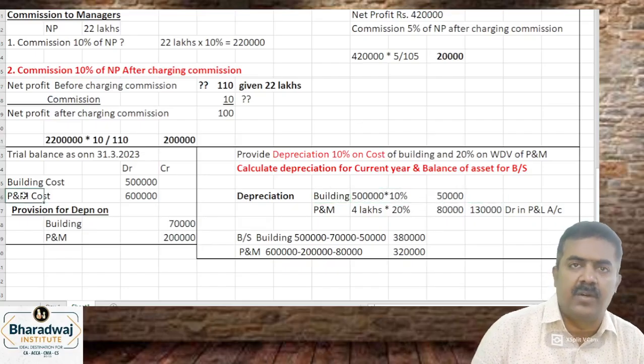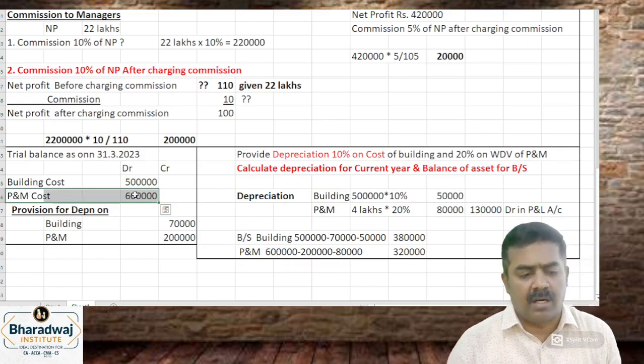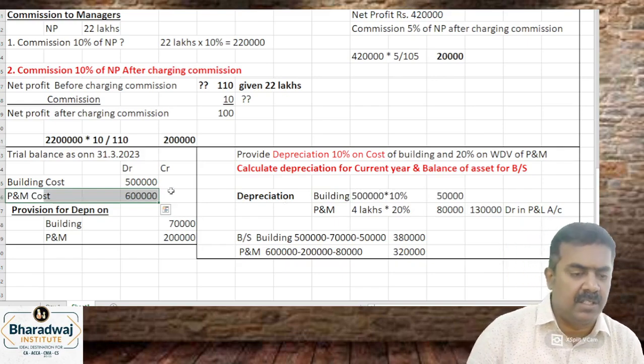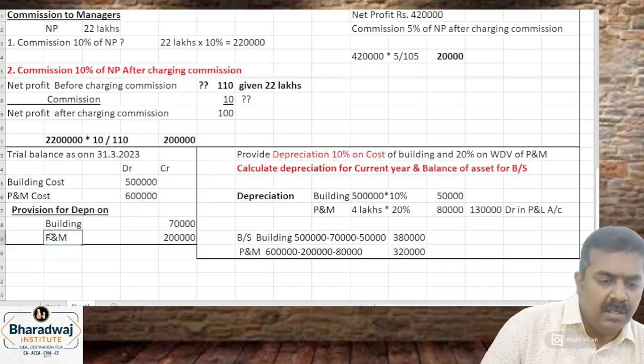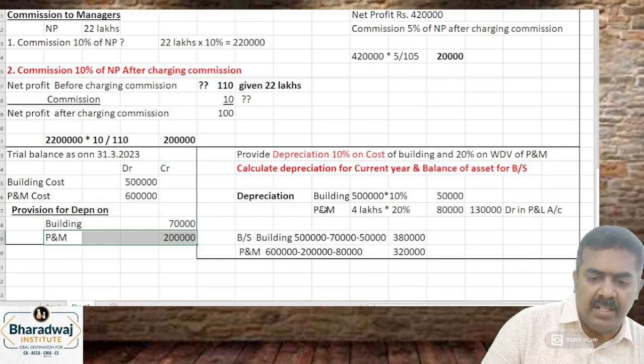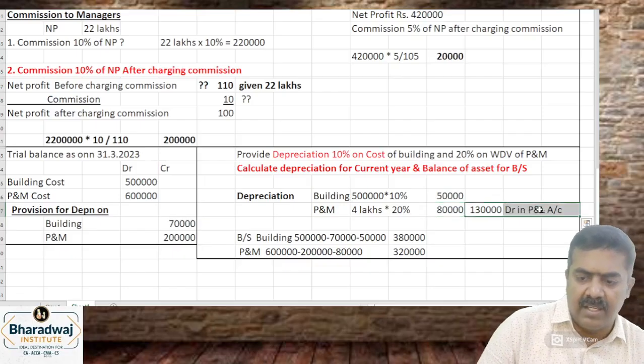WDV means written down value. What do you mean by written down value? Cost minus accumulated depreciation will give us written down value. So 6 lakhs minus 2 lakhs, 4 lakhs is the WDV. 4 lakhs into 20%, 80,000. So 1,30,000 we'll debit in P&L.